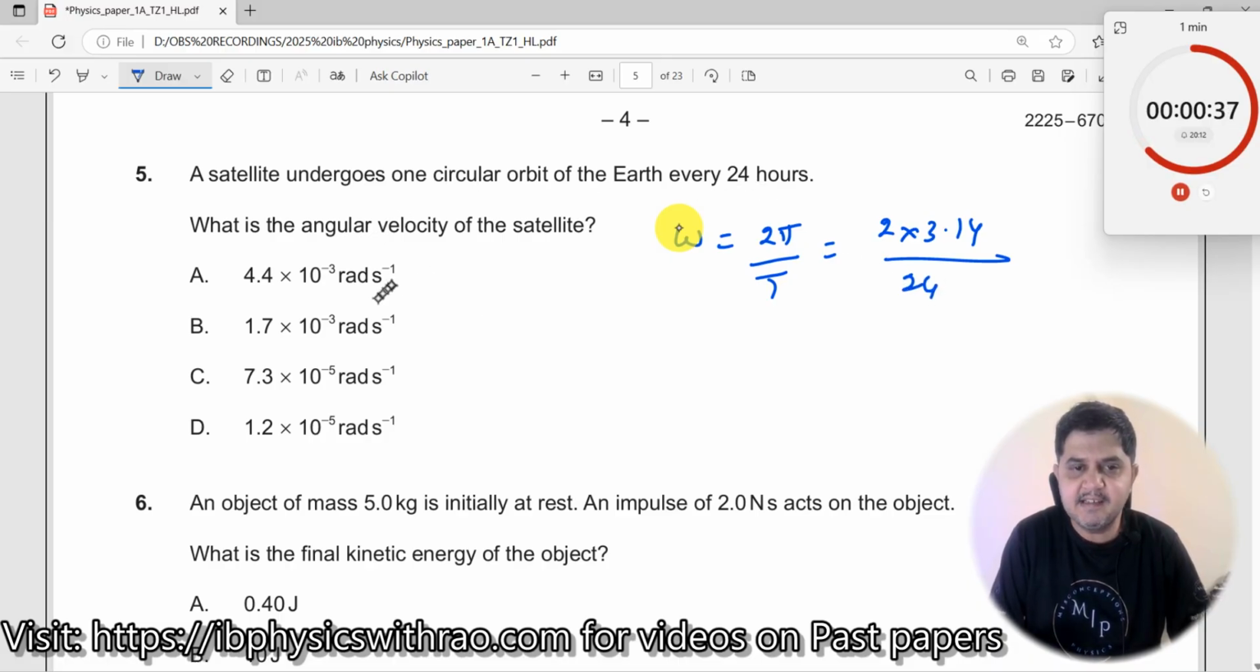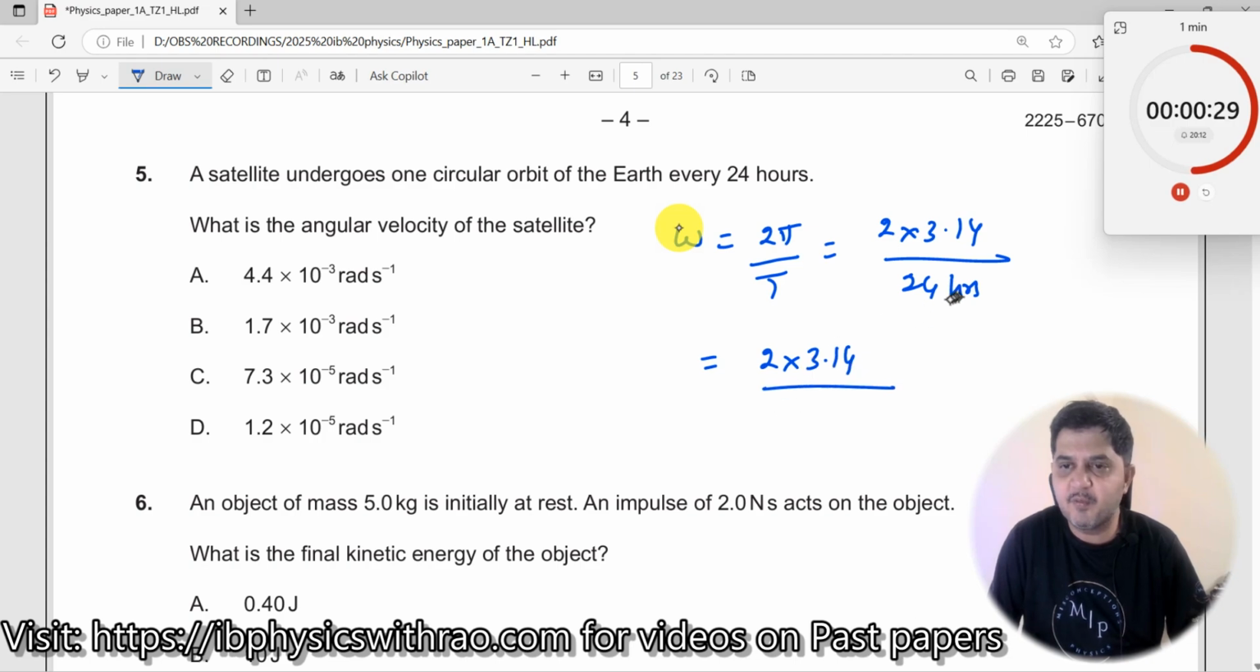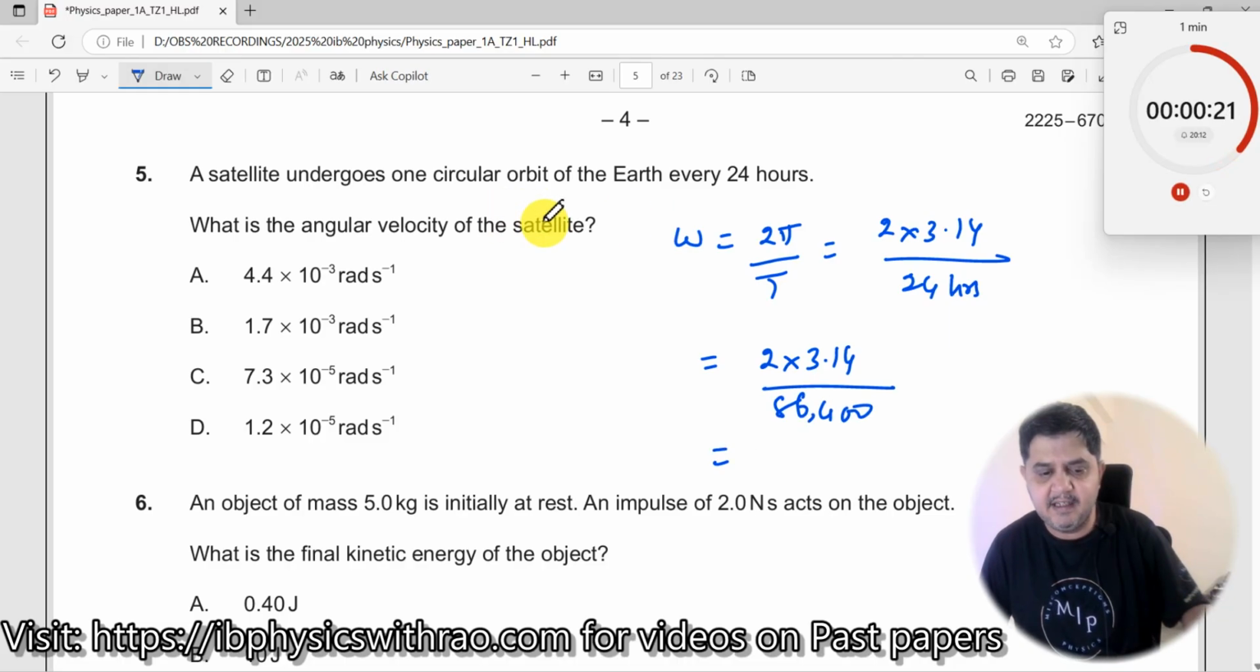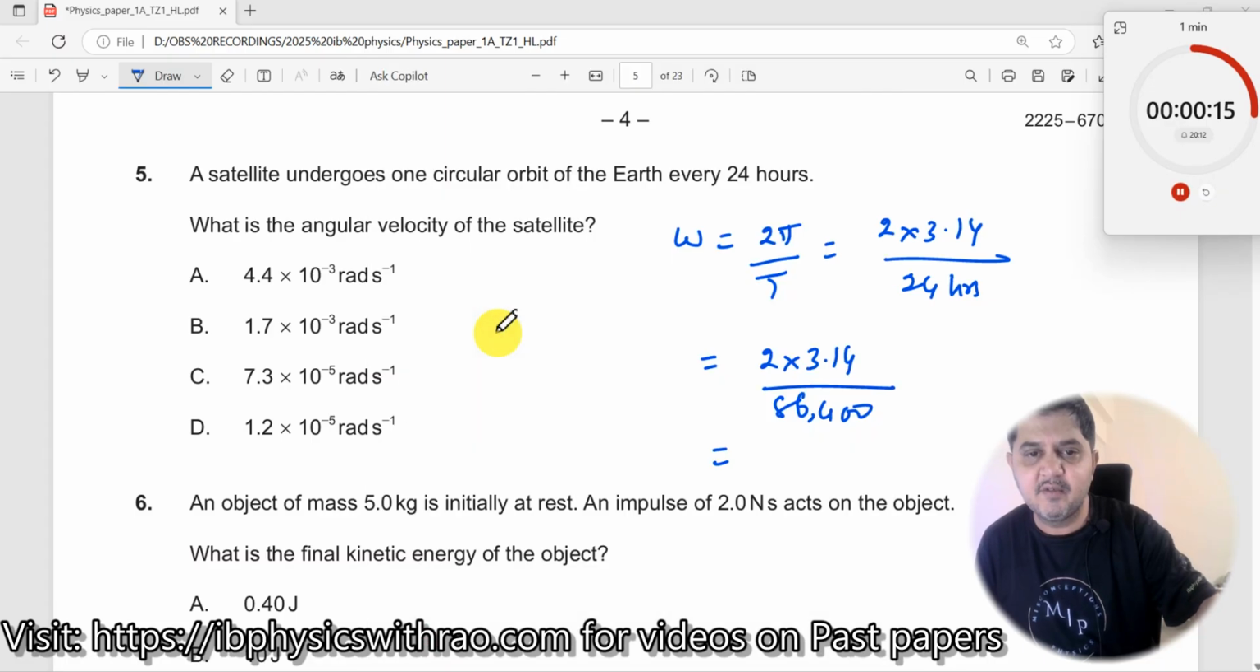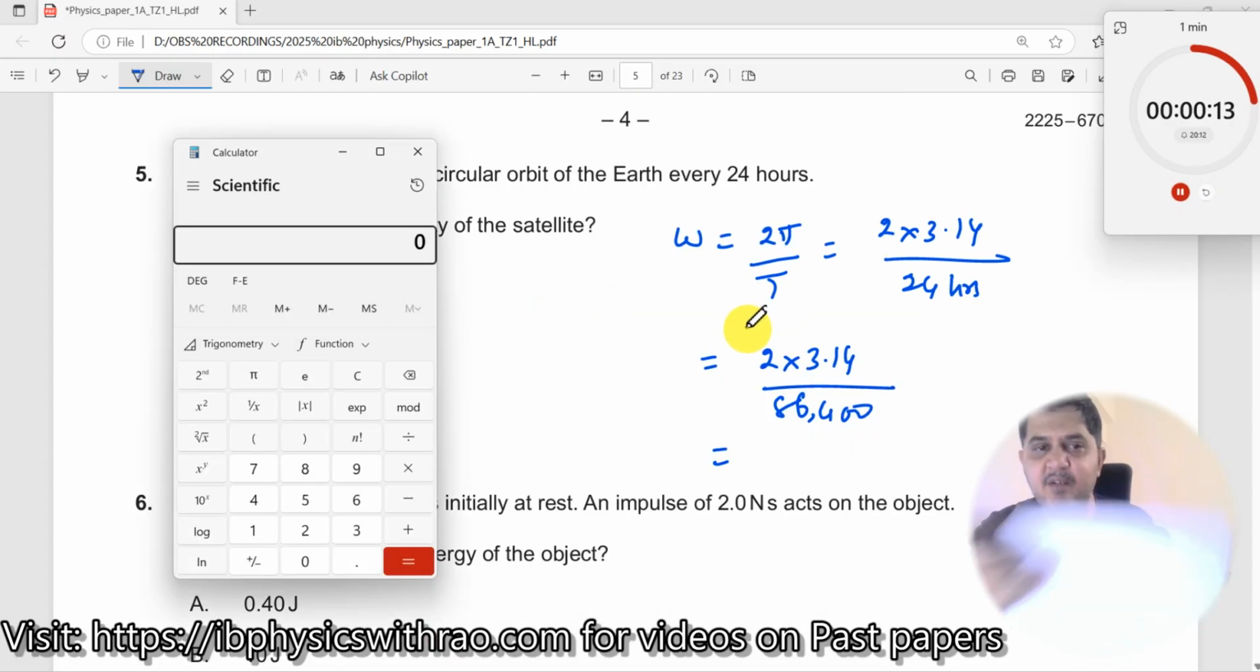But you know the answer here is in per second. So what I need to do is convert this into seconds. So I will write this as 2 into 3.14 divided by, for 1 day, 24 hours, the total number of seconds is 86,400, which you can compute yourself and get to know the answer. What I will do is use my calculator here and then compute and show it to you.